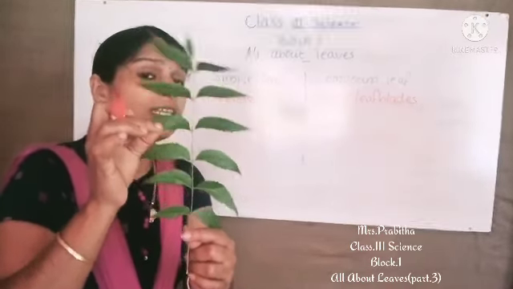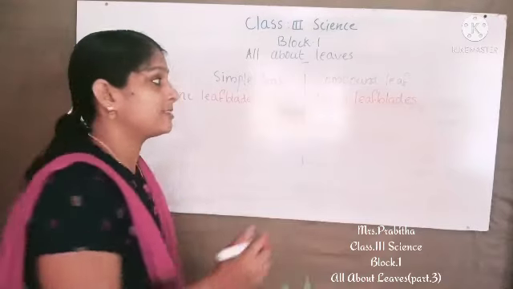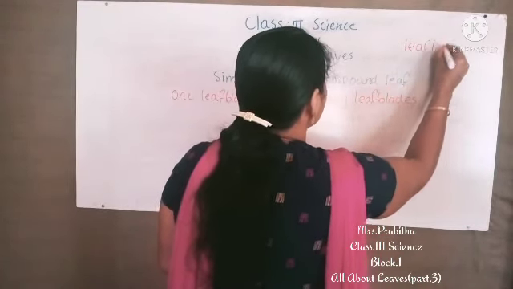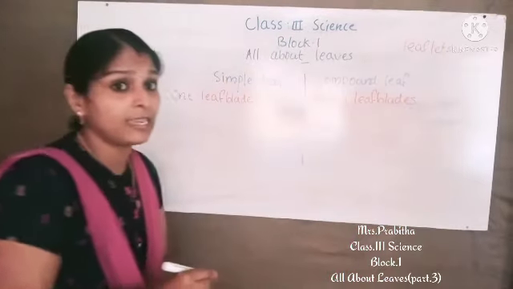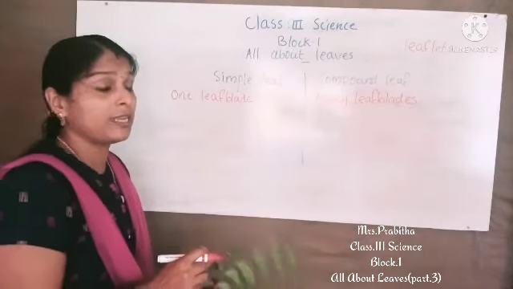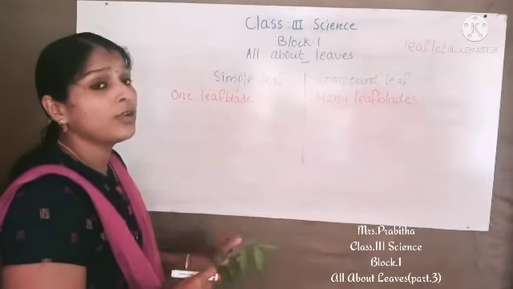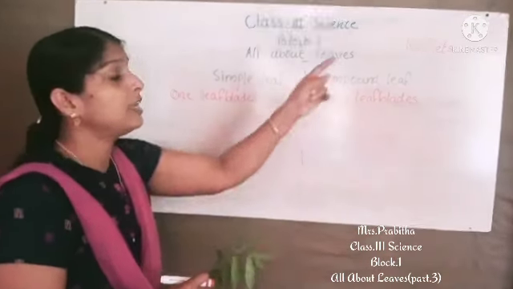Each of these small leaves is called a leaflet. Leaflets. This is a keyword for you. So you studied three keywords today. Which are the three keywords? Simple leaf, compound leaf and leaflets.